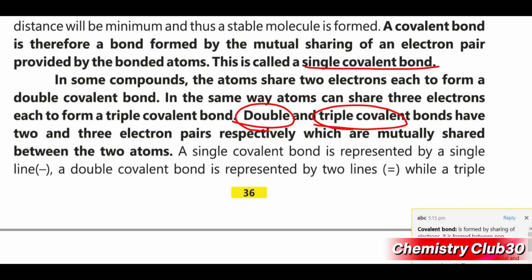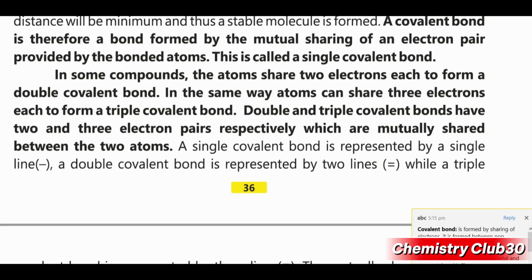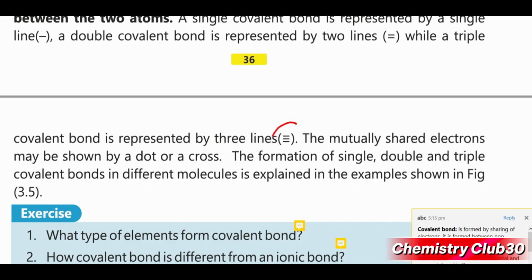And these bonds are represented by a single line if the covalent bond is single, and it is represented by a double line, two lines, if it is a double covalent bond, and if there is a triple covalent bond, then it is represented by three lines. So the mutually shared electron pairs are shown by dot or a cross. One of the electrons from one of the elements is shown by a dot, and the other element is shown by a cross.